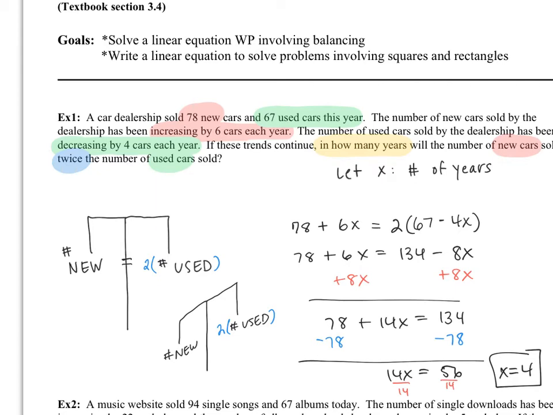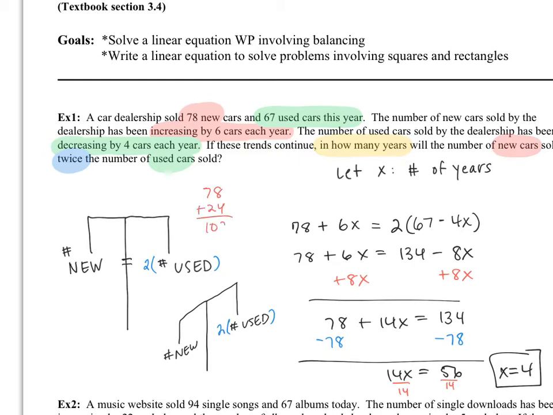And so what this means is that in 4 years, there should be twice the number of new cars as used cars. And we can actually check this. So in 4 years, if my new cars is increasing by 6 cars each year, that would be 24 more cars added to my 78.